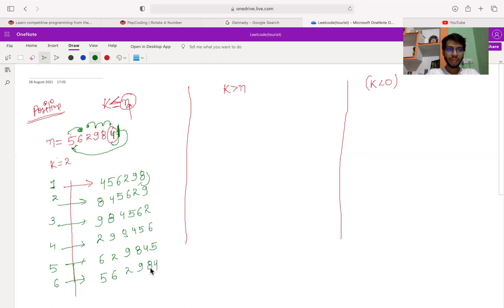So from here you can say that if the value of n is equal to k, where I'm considering n not as a number but as the total number of digits in this number, then after performing k rotations, the number is nothing but the given number. If the value of k is equal to n, then nothing will happen. The number remains the same.